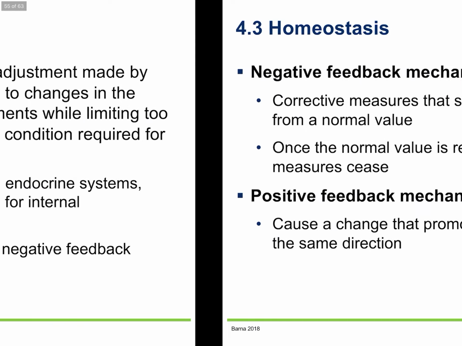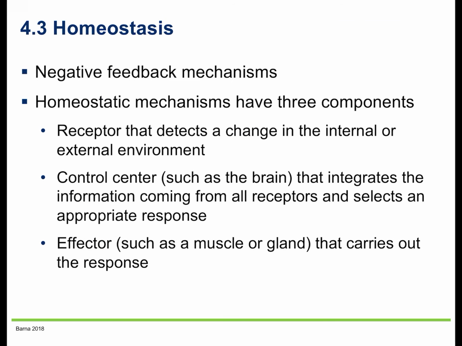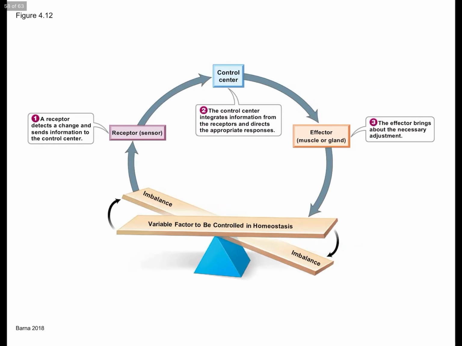When we look at what's called negative feedback mechanisms, these are our measures to return that organ back to its normal value. A positive feedback mechanism promotes a continued change in that direction away from normalcy. The best example of a negative feedback mechanism is, let's look at this image right here. You have some sort of receptor. Let's say we have a temperature change. We sense that it's cold. Our skin has thermal receptors in there. It senses that it's cold.